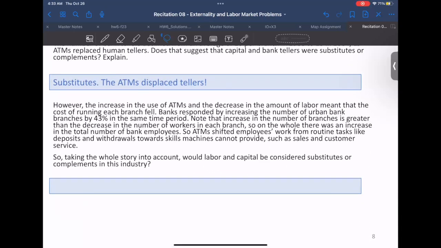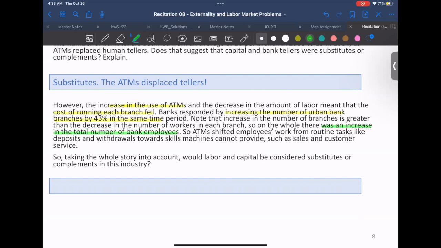However, the increase in the use of ATMs and the decrease in the amount of labor meant that the cost of running each branch fell. So increase in the use of ATMs meant that the cost fell. Banks responded by increasing the number of urban bank branches by 43% in the same period. Note that increase in the number of branches is greater than the decrease in the number of workers in each branch. So, on the whole, there was an increase in the total number of bank employees.